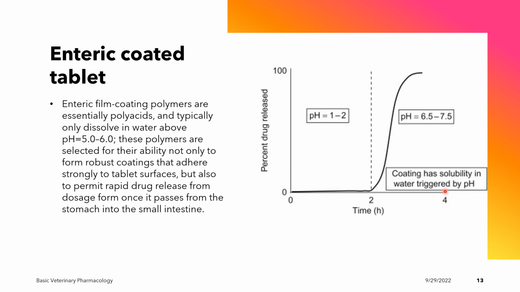This can also be applied in the tissue compartments of the body. This area represents the small intestine, and this area represents the stomach, because the stomach is acidic in nature and the small intestine is basic, with a pH of 6.5 to 7.5. So this means that the enteric coated tablet will only dissolve once it reaches the small intestine with this particular pH range.